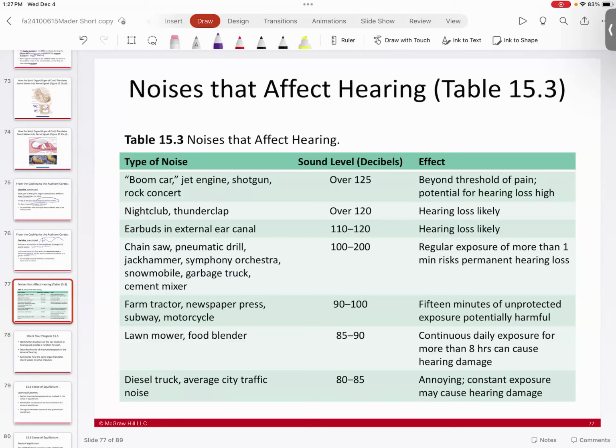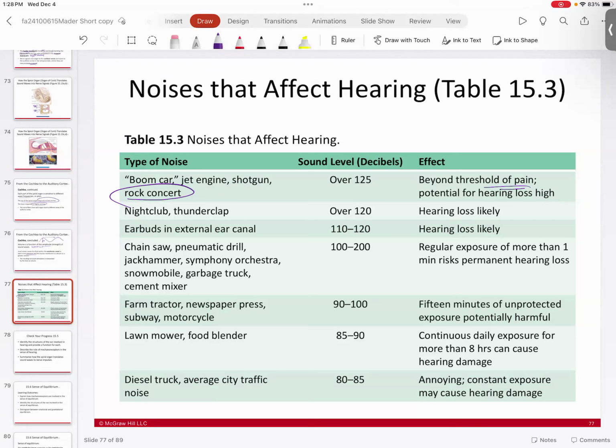If you want to take a look at some different noises, it's always kind of fun because a lot of times you don't realize just how noisy things are. We have a lot of noise pollution, especially in a city. Cities are incredibly noisy places. Obviously, a jet engine, a rock concert, gotta love those, right? You're talking about 125 decibels. So this typically gets beyond the threshold of pain, and you'll start dancing with some hearing loss issues.